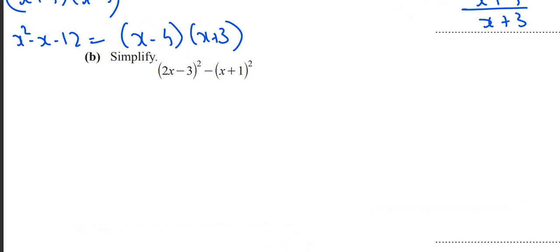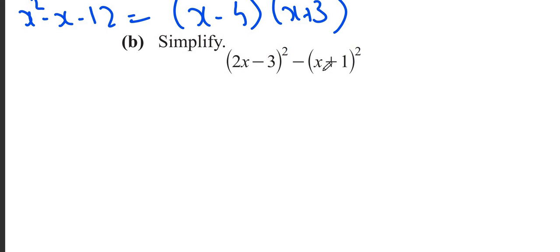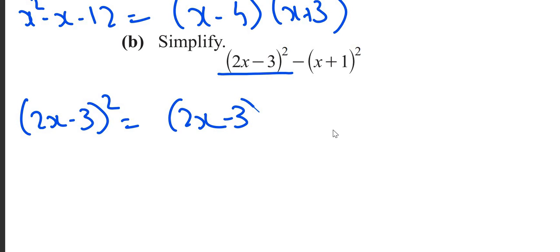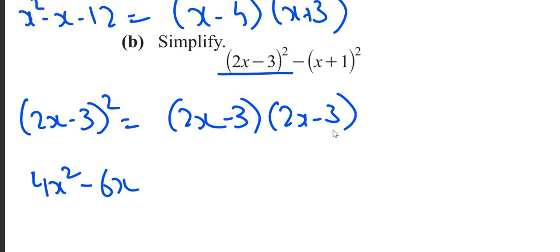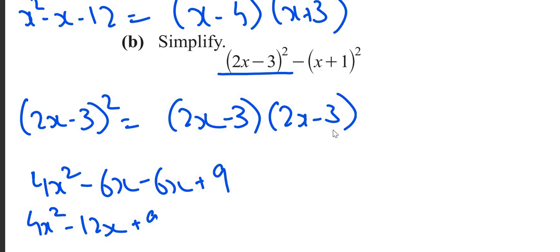Next question, we have to simplify. Let me zoom it in. Let's first solve this. (2x − 3)² actually means (2x − 3) multiplied by (2x − 3). 2x multiplied by 2x is 4x². 2x multiplied by −3 is −6x. Minus 3 multiplied by 2x is −6x. Minus 3 multiplied by −3 is +9. So this becomes 4x² − 12x + 9.